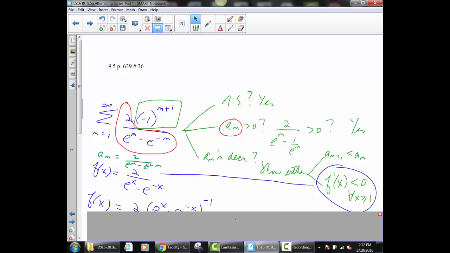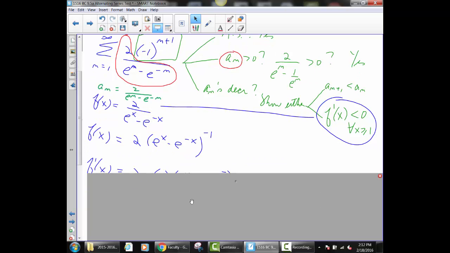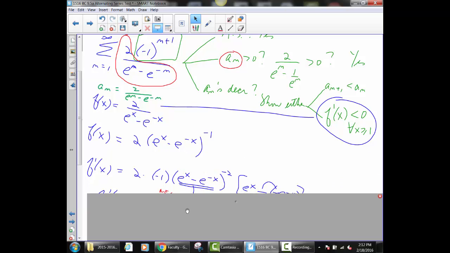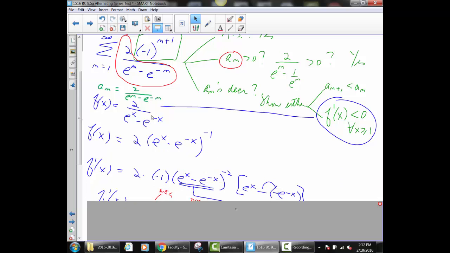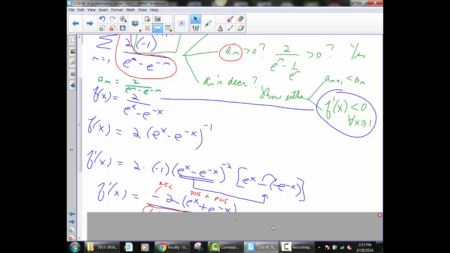So if you think of f of x as 2 over e to the x minus e to the negative x, you could rewrite that as 2 times e to the x minus e to the negative x, to the negative 1. And now I'm going to find the derivative. So it's negative 2 times e to the x minus e to the negative x to the negative 2, times the derivative of this, which will be e to the x minus e to the negative x times negative 1.